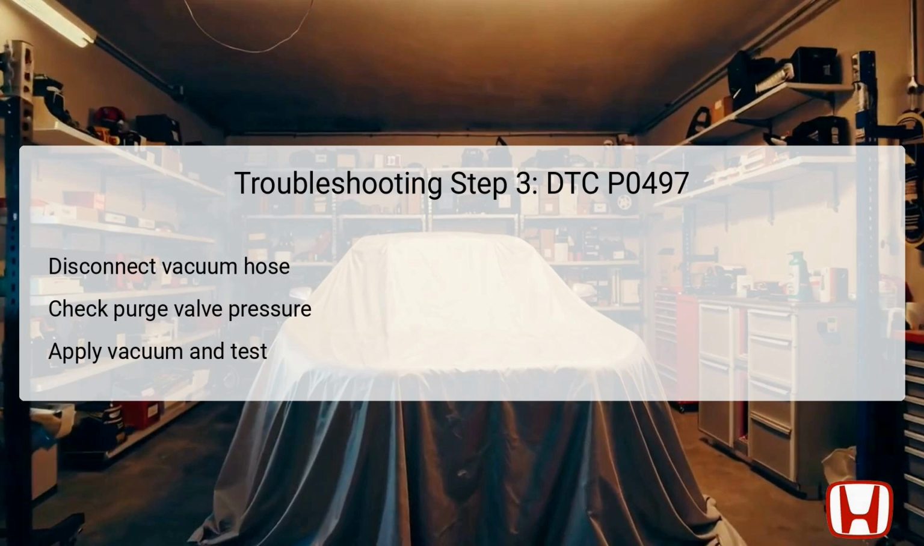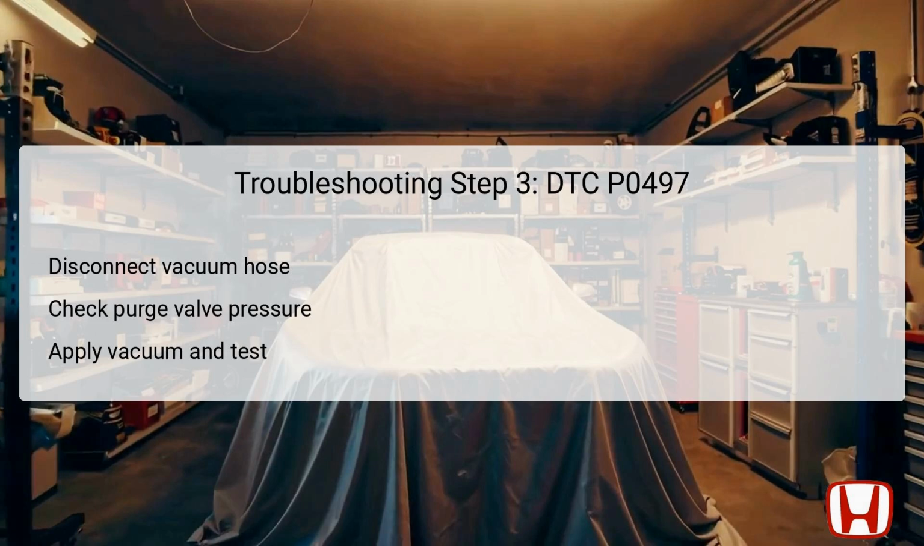Once disconnected, connect a T-fitting with a vacuum gauge and a vacuum pump to the hose, which will enable you to assess the pressure accurately. With the ignition switch turned to on second, apply a controlled vacuum of about 2 kPa, 0.6 inches per second, to the hose. Then, using the HDS, perform an EVAP test to evaluate the function of the purge valve.